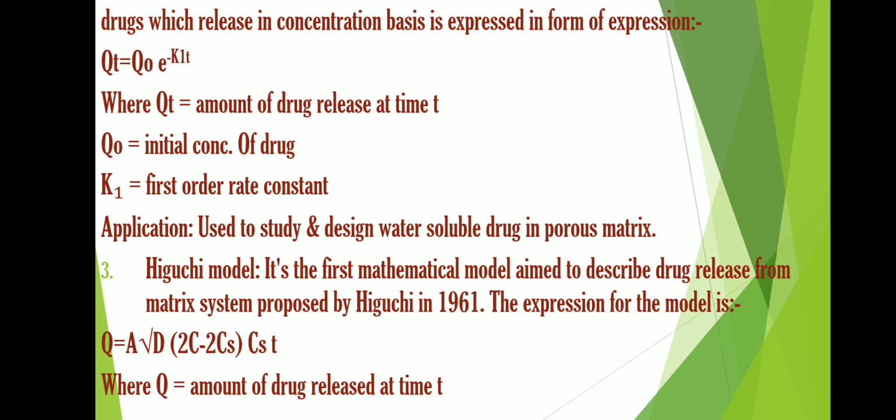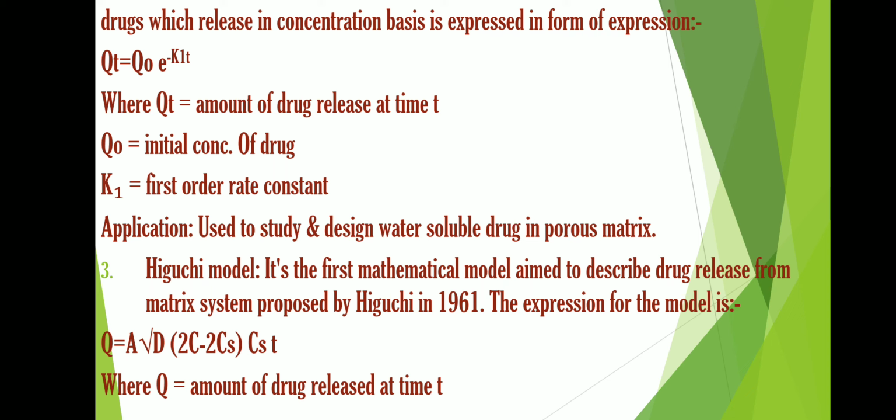So anyways, it is the matrix system which you can know in very details when you will study the novel drug delivery system, on which I will start upcoming videos also. So anyways, this model came into existence from 1961. The expression or the equation for this model for studying the matrix system is Q = A√(D(2C − Cs)Cs t).